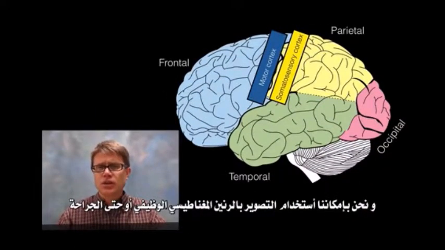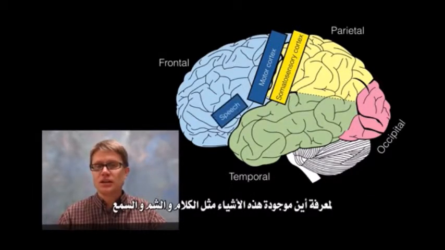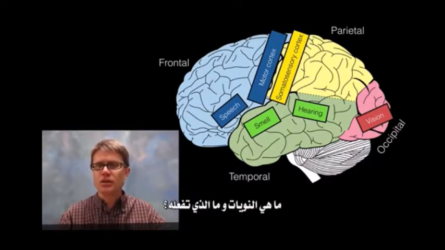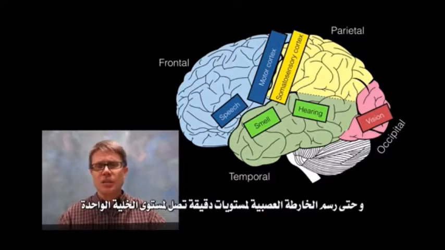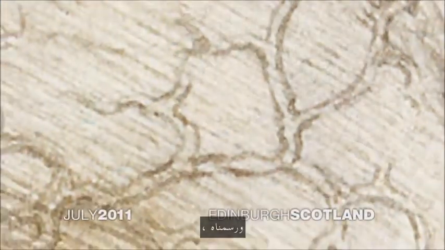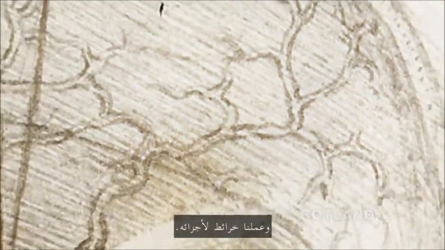We could also use functional MRIs and then even an operation to figure out where a lot of these things are located, like speech and smell and hearing. But over the future, we're going to get really, really good at figuring out specifically what are all the different parts of the brain, what are the nuclei, what do they do, and even mapping it down to the level. Humans have long held a fascination for the human brain. We chart it, we've described it, we've drawn it, we've mapped it.